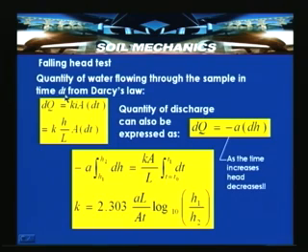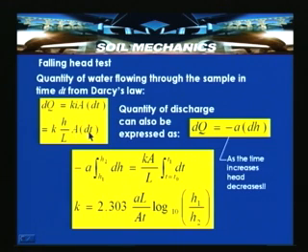Now, considering the previous discussion, the quantity of water flowing through the sample in time dt, from Darcy's law, can be estimated like we did in the constant head test: dq is equal to k i A dt. So, dt is the time over which that head loss dh has occurred. dh is the small head drop and h is the head at time t. So, dq is equal to k into i, where i is h by L, A is the cross section area of the sample, and dt is the time. So, k into h by L into A into dt.